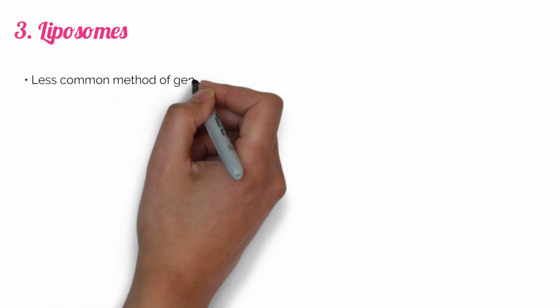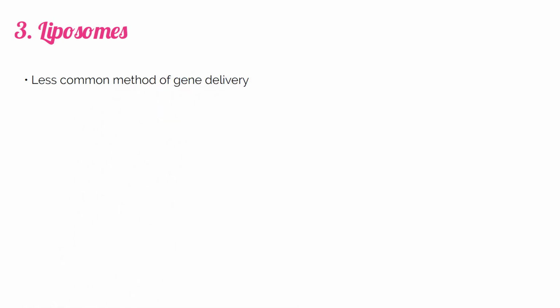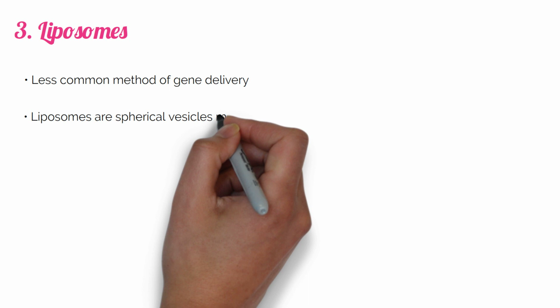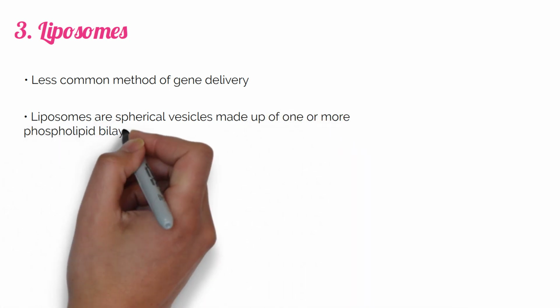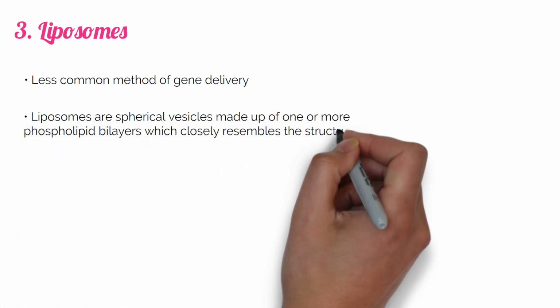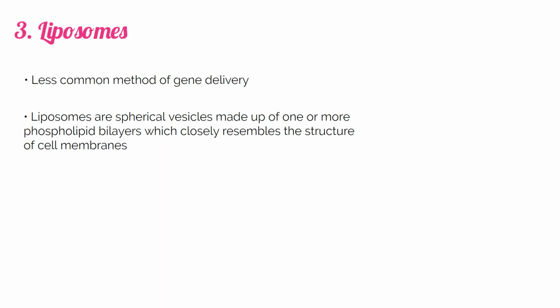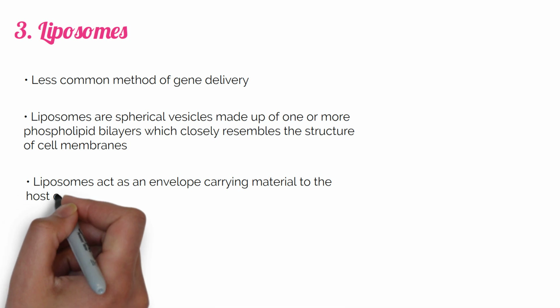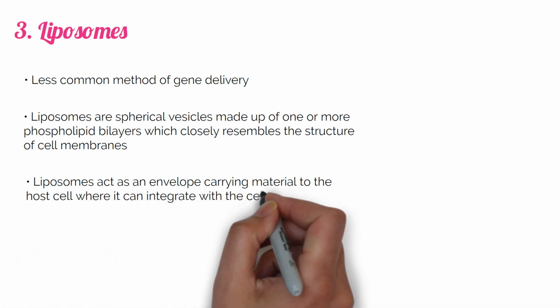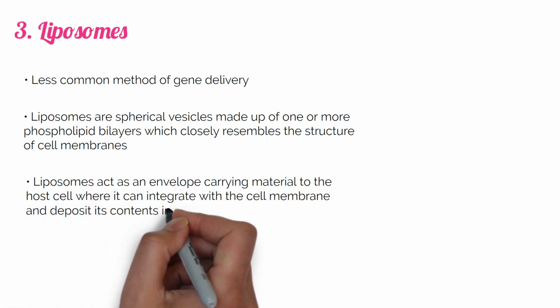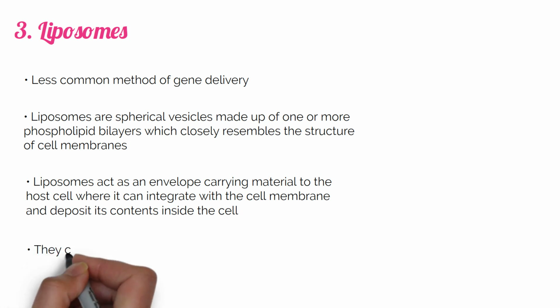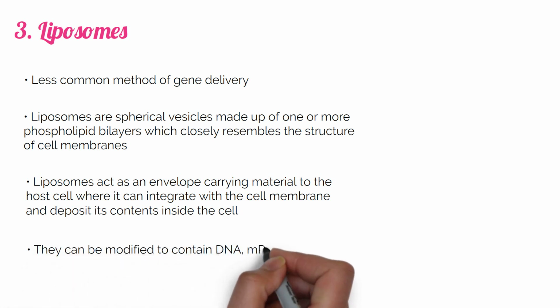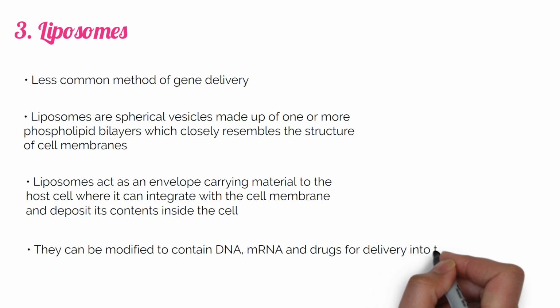Another type of vector are liposomes. These are less common methods of gene delivery. Liposomes are spherical vesicles made up of one or more phospholipid bilayers, which closely resembles the structure of cell membranes. Liposomes act as an envelope carrying material into the host cell where it can integrate with the cell membrane and deposit its contents inside the cell. They can be modified to contain DNA, mRNA, and drugs for delivery into target cells.